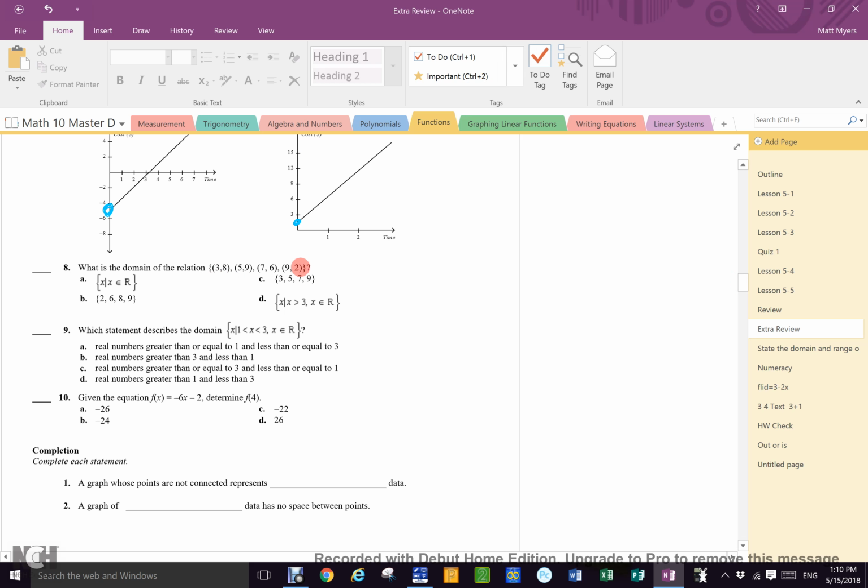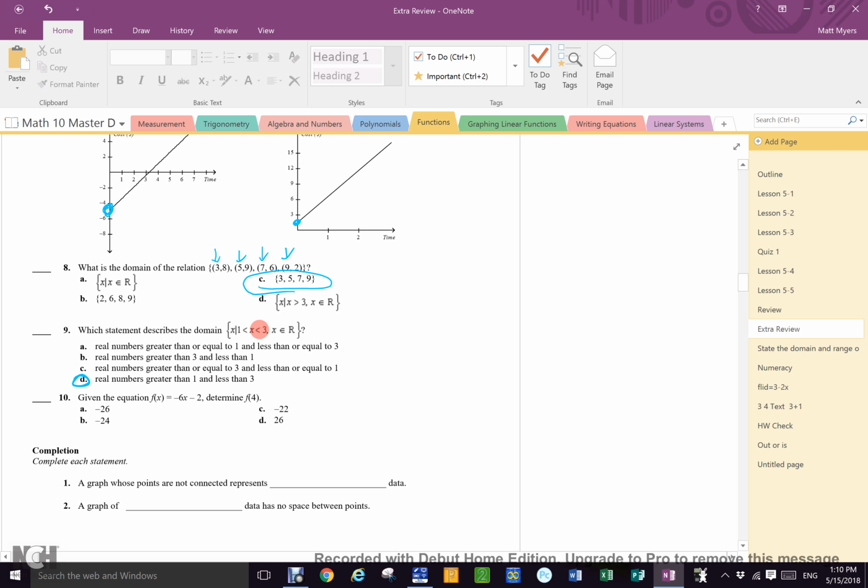The domain here, domains are x's: 3, 5, 7, 9. What describes the domain here? -1 is the lowest number. +3 is the biggest number, and it's every single value in there. So real numbers greater than -1 and less than 3, because there's no equal signs.